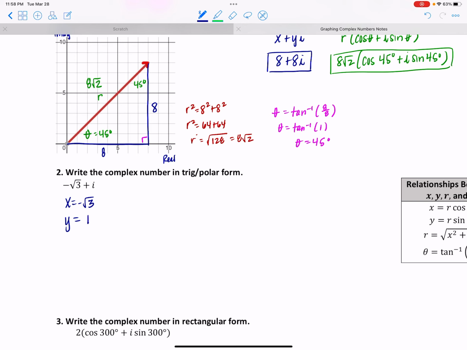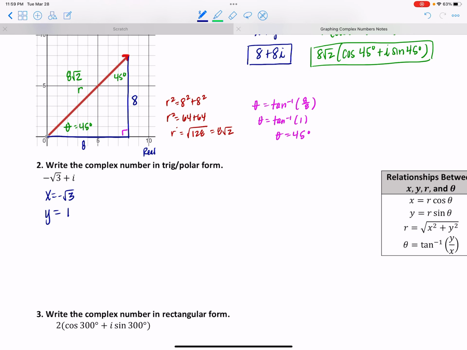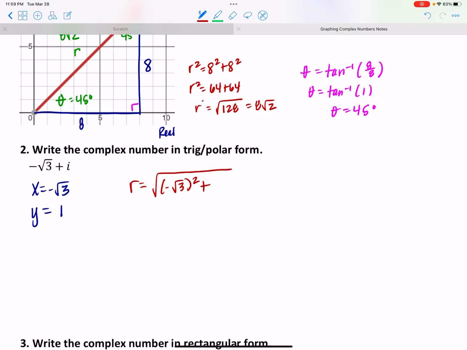So if I know x and y, I should be able to figure out r and theta. I know that r, my radius, again, is the square root of x squared plus y squared, and so that ends up being the square root of radical 3 squared, which is 3, plus 1 squared, which is 1, and the square root of 4 makes 2. So radius is going to be 2.